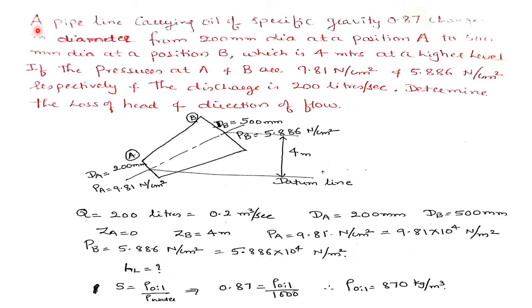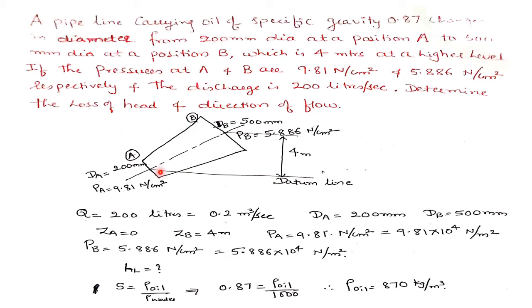Next problem we'll study. A pipeline carrying oil of specific gravity 0.87 changes in diameter from 200 mm diameter at position A to 500 mm diameter at position B, which is 4 meters at a higher level.